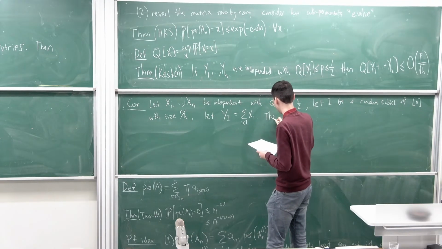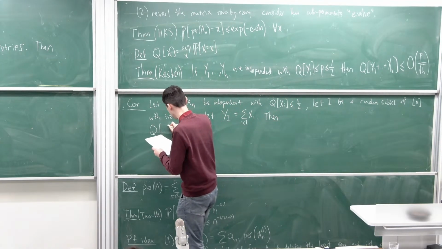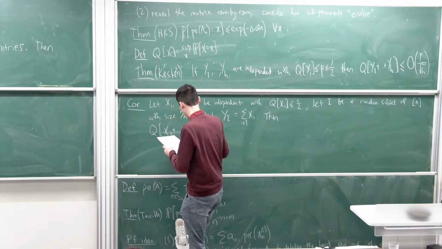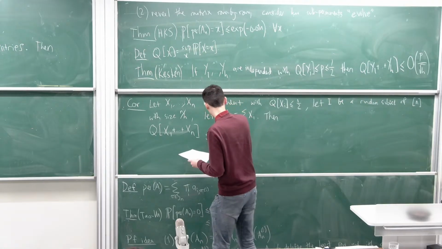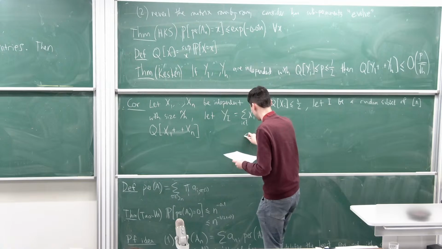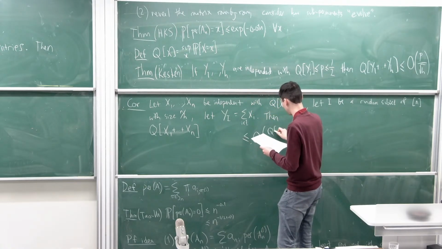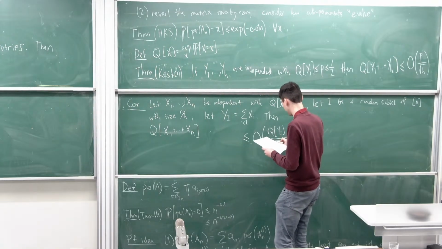Then q of the sum x1 plus through xn is at most, and I want to write something else, so let me leave a space. So this is at most a constant times q of y_I over square root h.